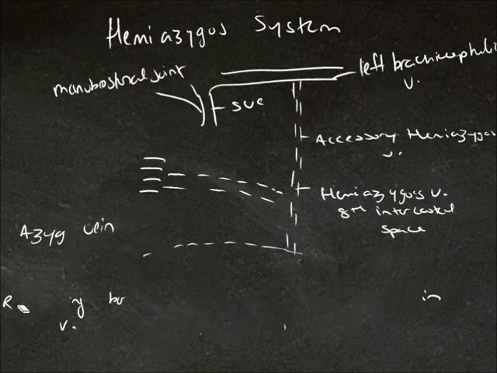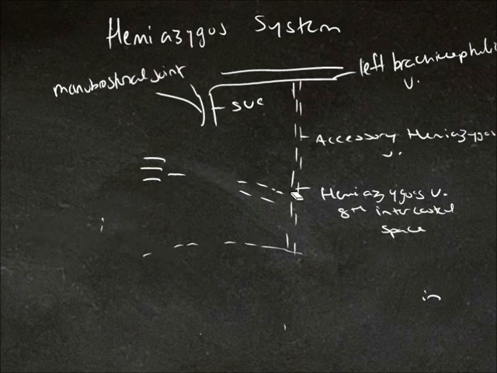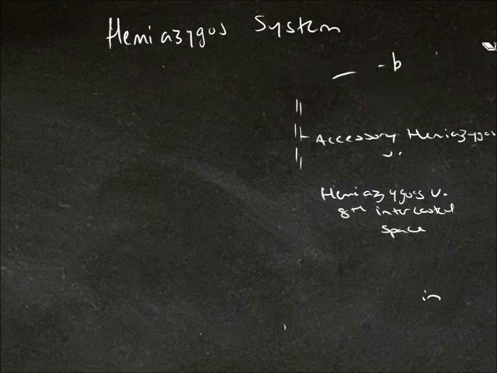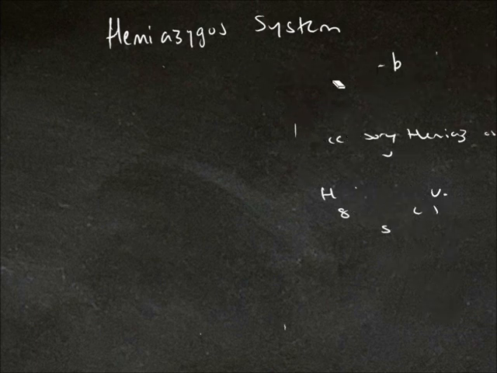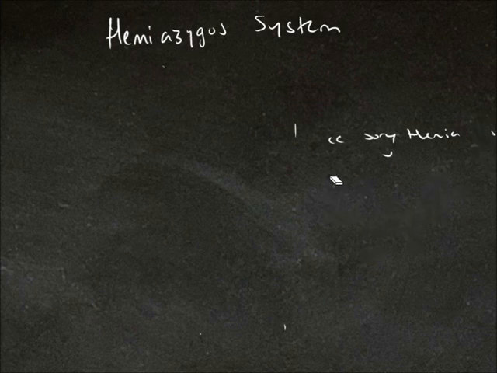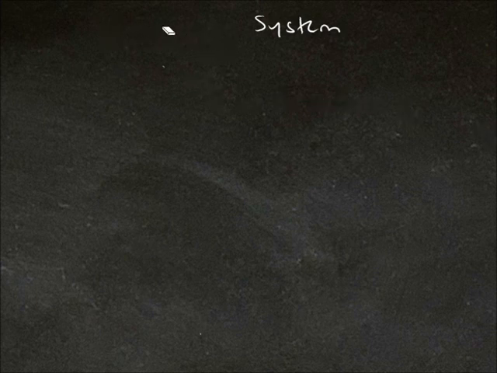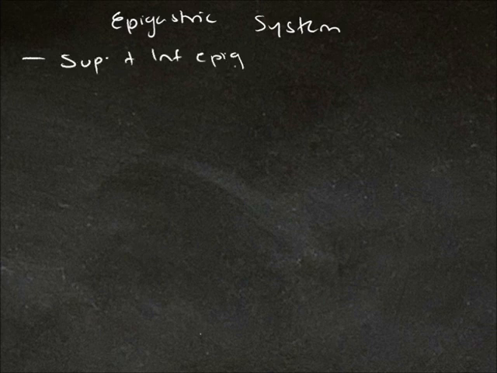Finally, we'll go over the epigastric system. So the superior and inferior epigastric veins accompany the superior and inferior epigastric arteries.